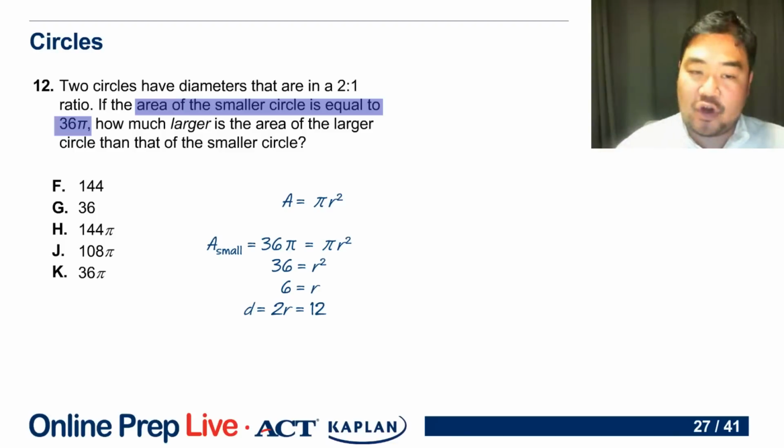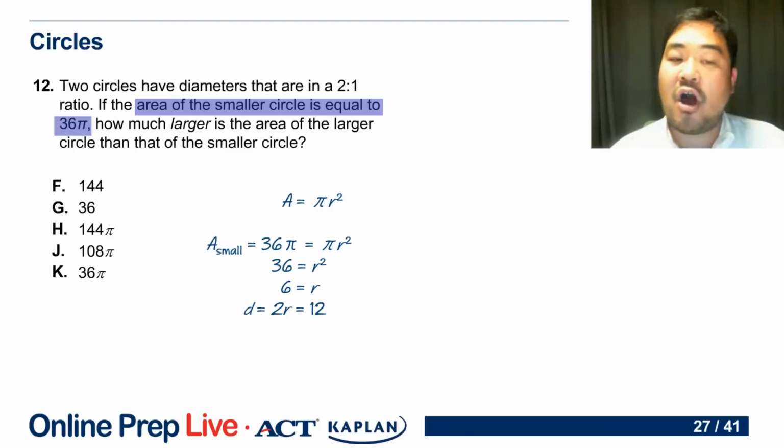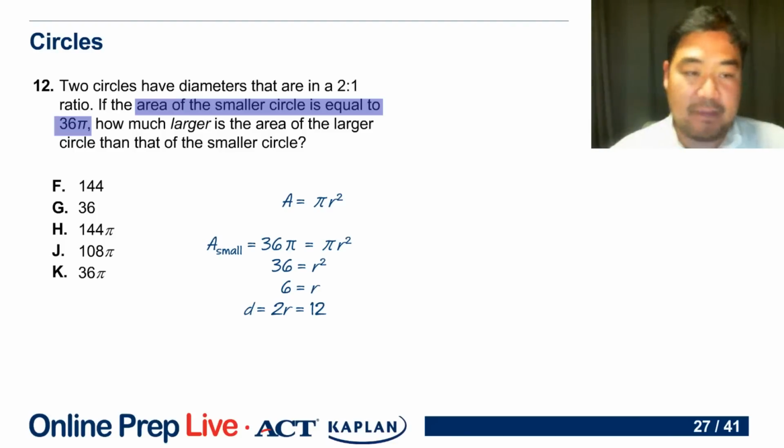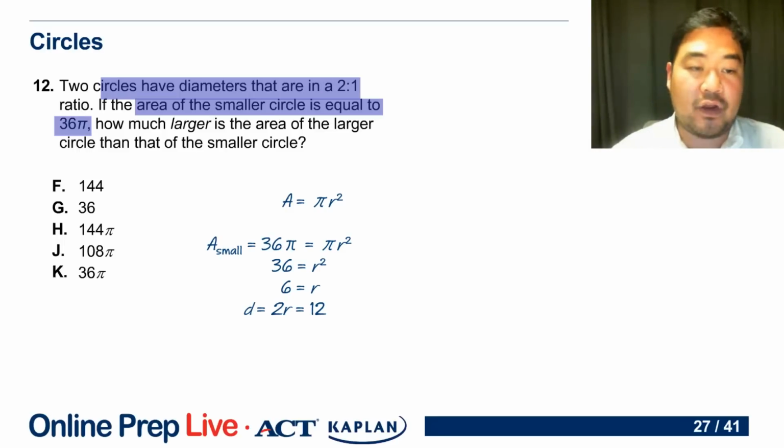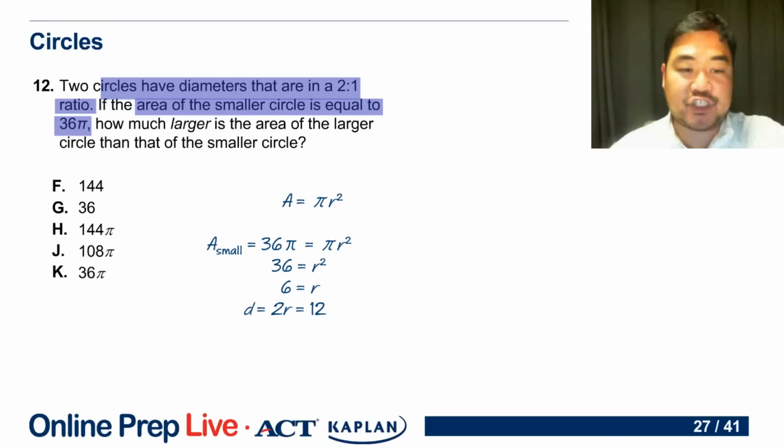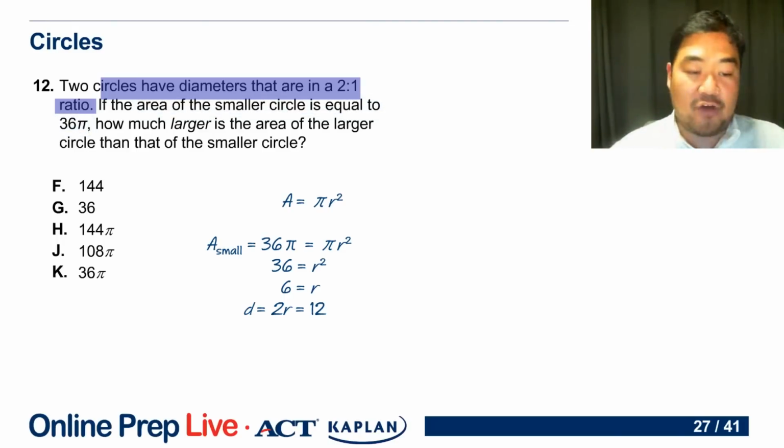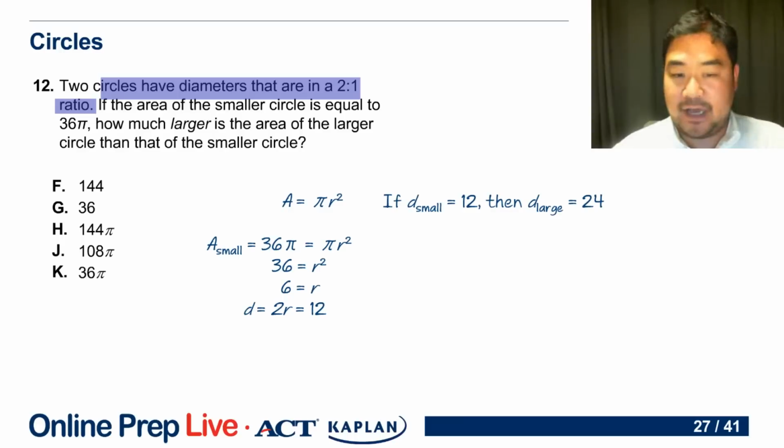So let me ask you this. If the diameter of the smaller circle is 12, what's the diameter of the larger circle? And remember, the thing we want to note here is that the 2 circles have diameters that are in a 2-to-1 ratio. So if the smaller circle has a diameter of 12, what's the diameter of the larger circle? There we go. The diameter of the larger circle is going to be equal to 24.